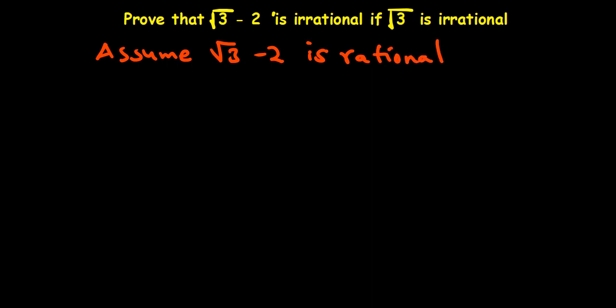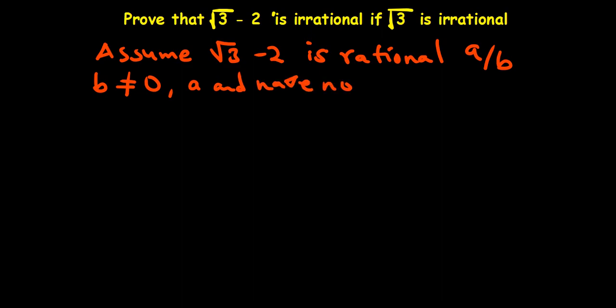So if it's rational, then by definition it can be expressed in the form a over b, where b is not equal to 0, and a and b have no common factor. So this is the definition of a rational number. So we will write that down here.